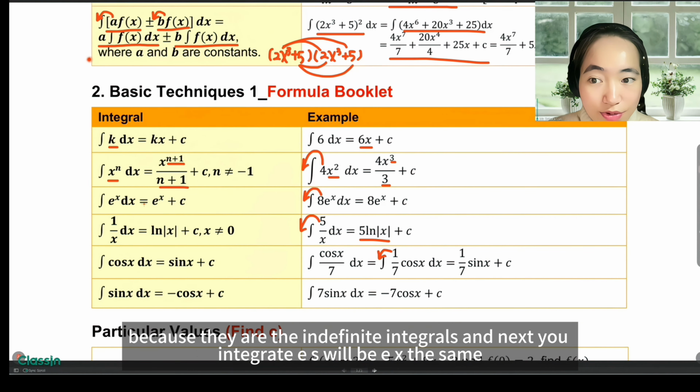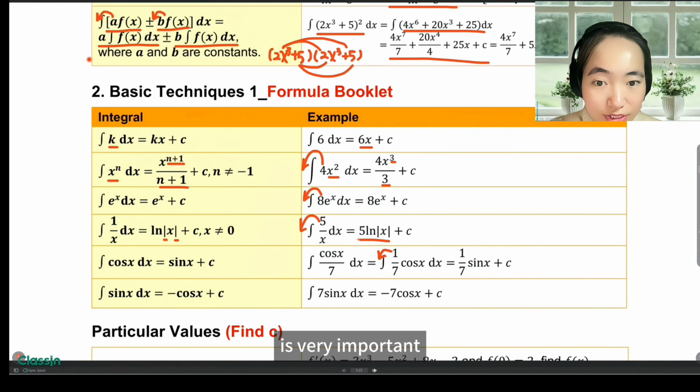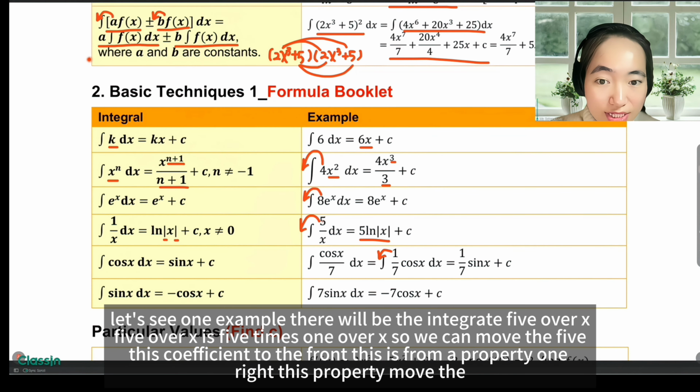And next, you integrate e to the power x will be e to the power x, the same. For example, if we integrate 8 e to the power x dx, we can move the 8 to the front, so it will be 8 times the integral of e to the power x dx. Next, integrate 1 over x dx will be ln of the absolute value of x. Don't forget the absolute value sign, okay? It's very important. So let's see one example.